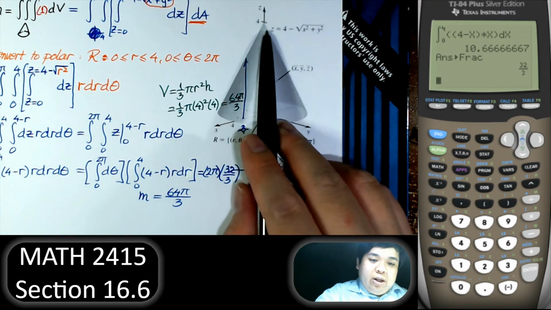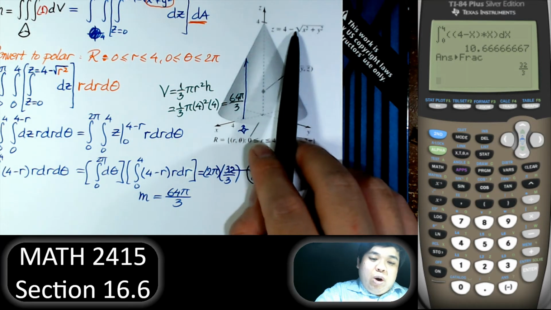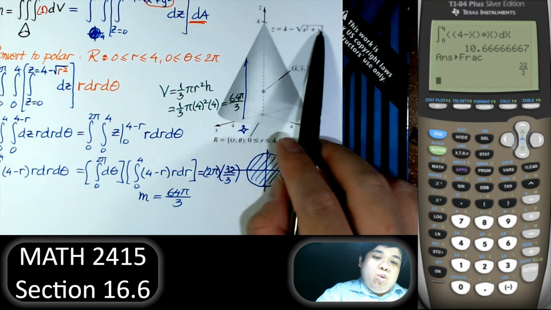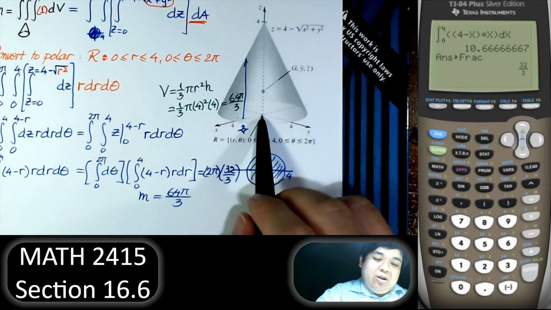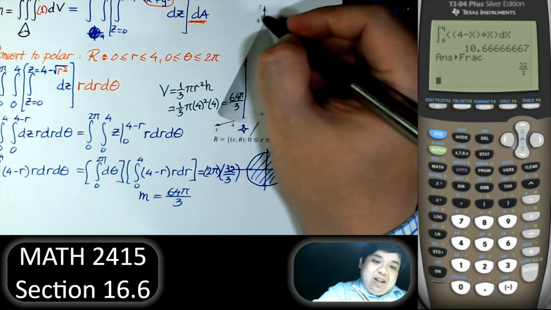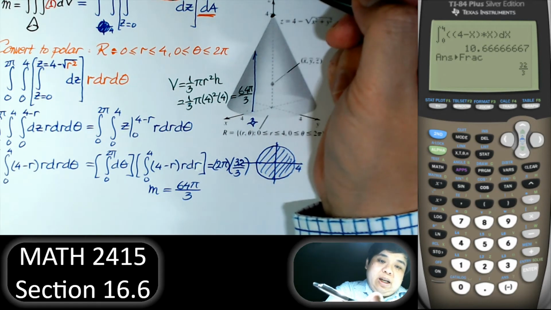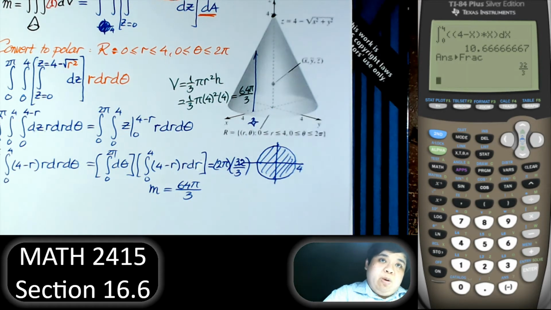So this is the cone: 4 minus the square root of x squared plus y squared. When x and y equal 0 and 0, z equals 4. So that's why we have the vertex, I mean the top of the cone is at 4. So the height is equal to 4.